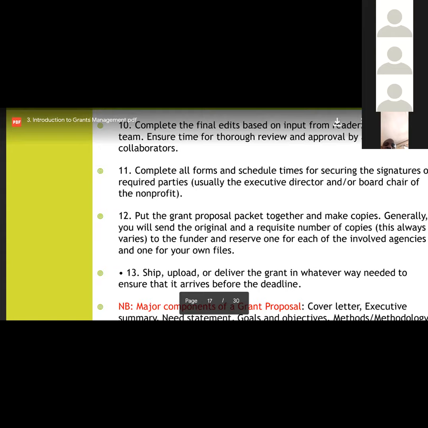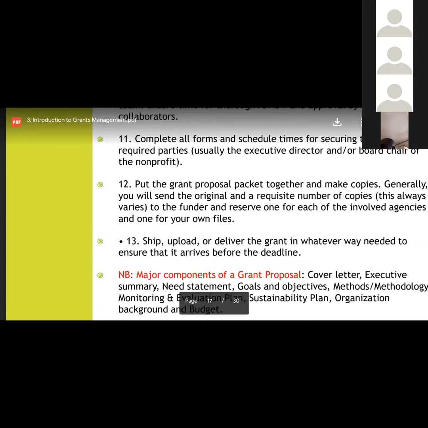And this can be very, very bad if you didn't make copies of what you submitted. It's always good to have a copy of what you submitted so that in case something happens and you are asked to resubmit, you always have a basis for submitting. So generally, you will send the original and a requisite number of copies. This always varies with the funder, and reserve one for each of those involved agencies and one for your own files. Then if you need to ship it, deliver it or upload it, or deliver the grant in whatever way needed, ensure that it actually arrives before the deadline. So it's always good to make sure that we can submit it before the deadline as expected.